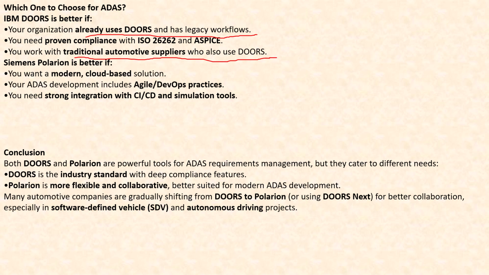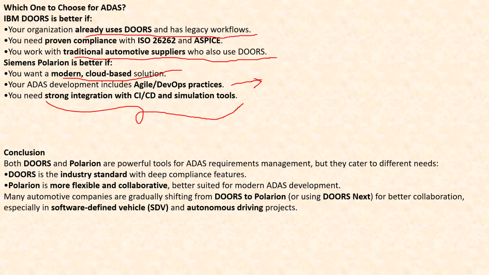Now, when is Siemens Polarion recommended? When you want a modern cloud-based solution where licenses are easily distributable to various users, then Siemens Polarion is recommended. And your ADAS development includes agile development practices, especially not just the ADAS development. If your whole company is moving towards agile methodology, then Siemens Polarion is very much preferred. And you also need strong integration with CI/CD, continuous integration and continuous deployment, and simulation tools. Then you require Siemens Polarion.